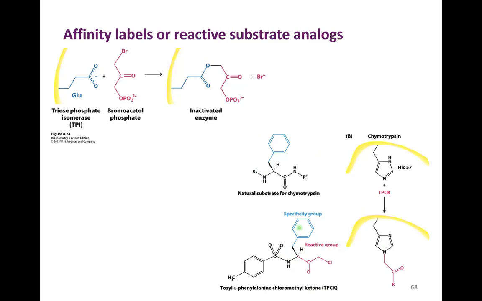an analog here, phenylalanine, this confers the specificity of this analog to the binding of chymotrypsin, and this is the reactive group that kills the enzyme. So this looks like the substrate. Okay, so this is increasing the specificity.